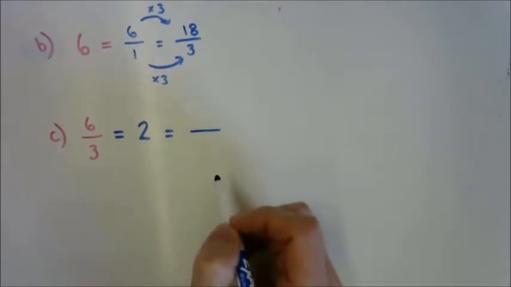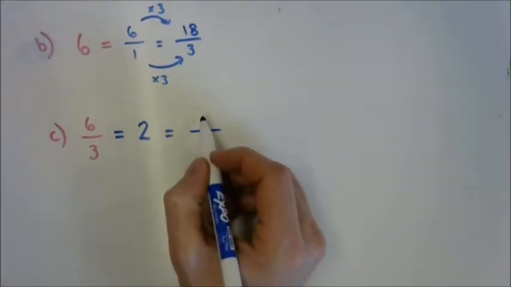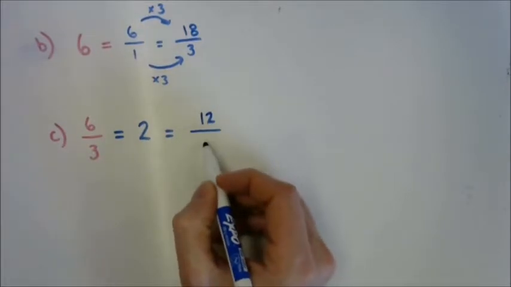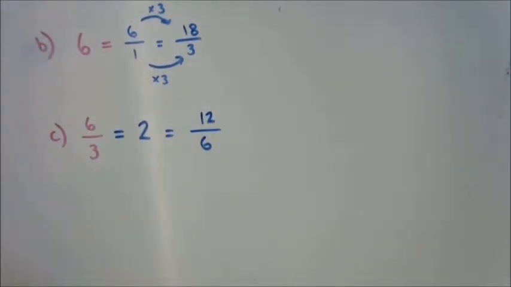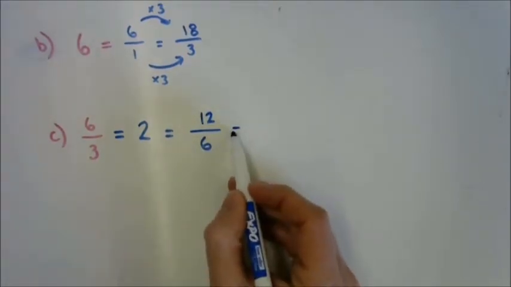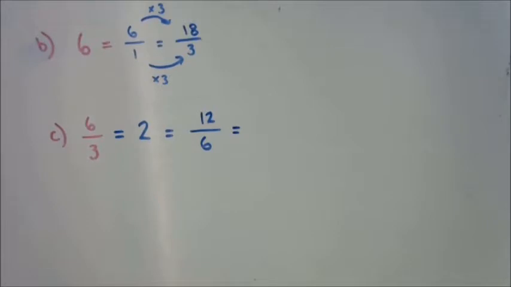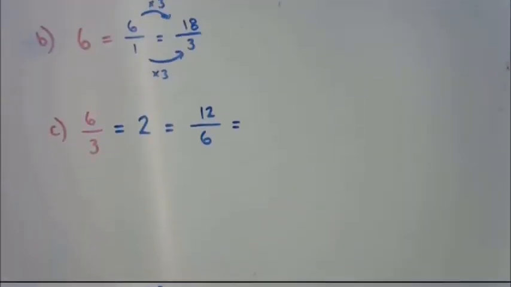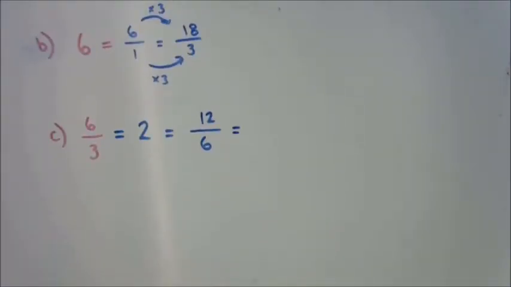So we could have something like 12 over 6. And each time we can double check in our head that yes, indeed 12 divided by 6 is 2. Try and get a couple more there, and then we'll move on. And also try to get 3 equivalent forms for D, which is 11 over 15.